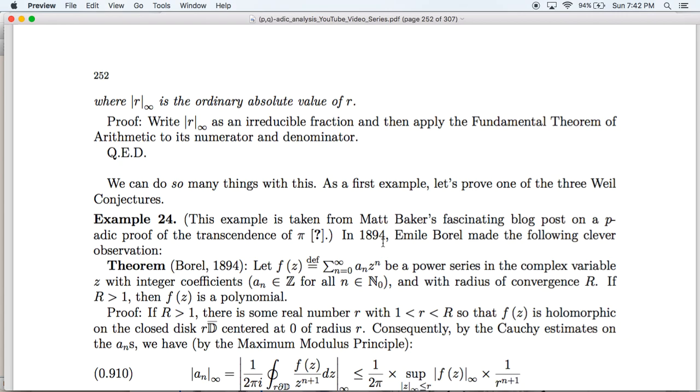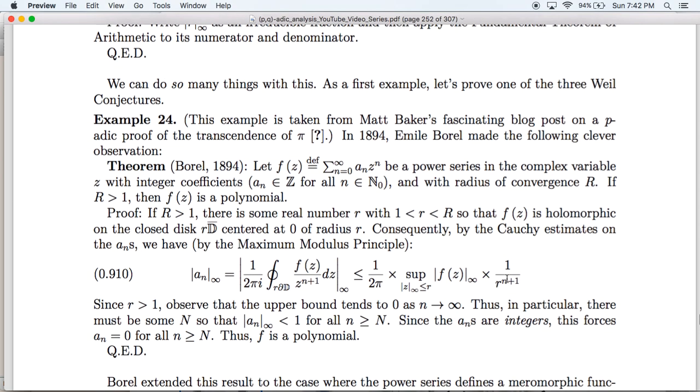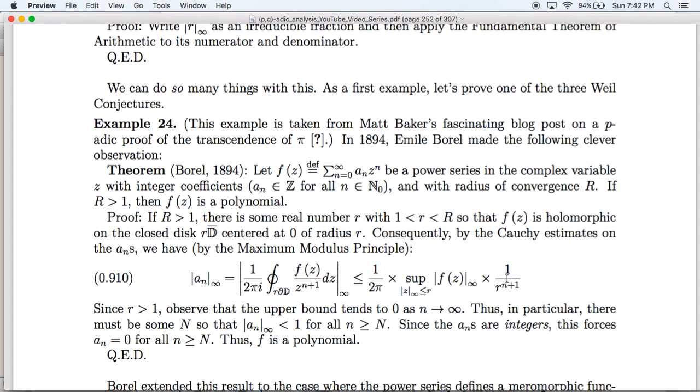Let f of z just be a power series in complex variable z, where the an's are integer coefficients, and let's suppose it has a radius of convergence big R. If big R is greater than 1, then f of z is necessarily a polynomial. And the proof is by the Cauchy estimates on the an's.